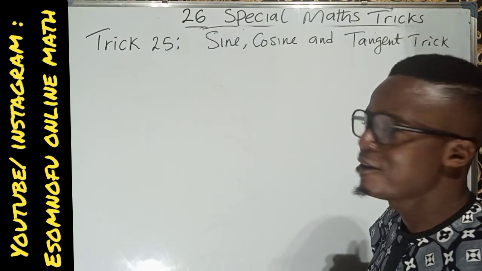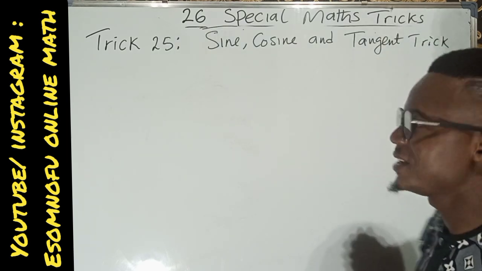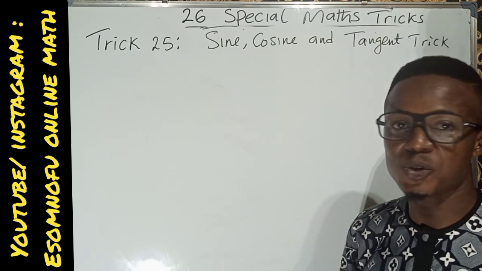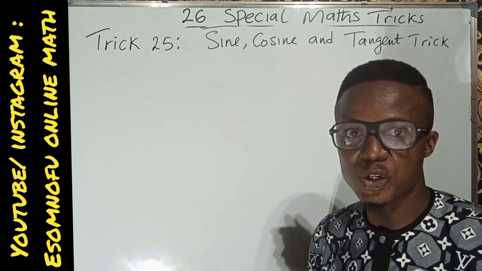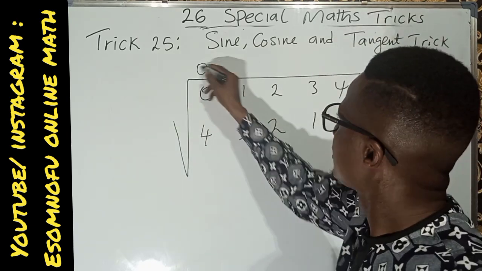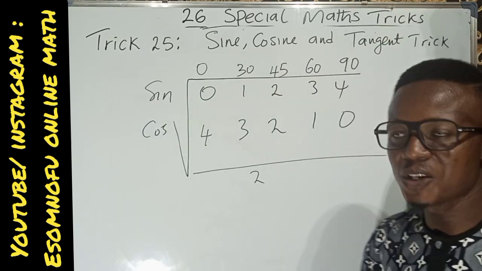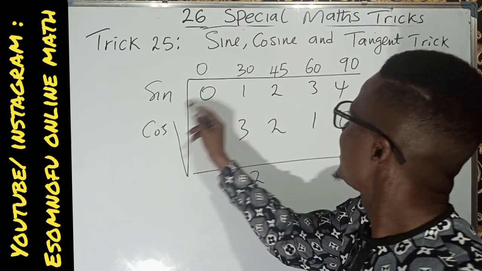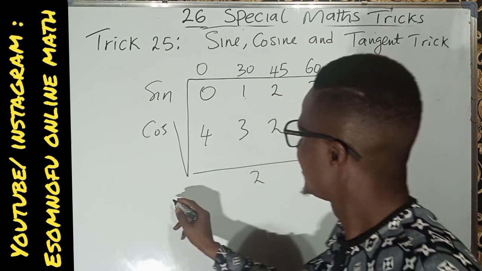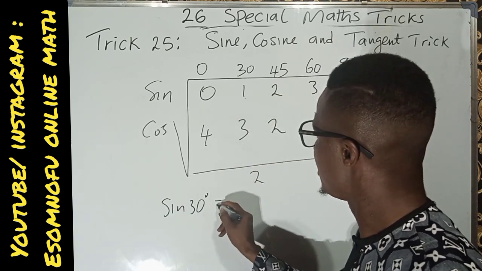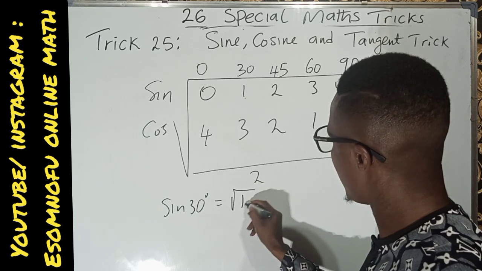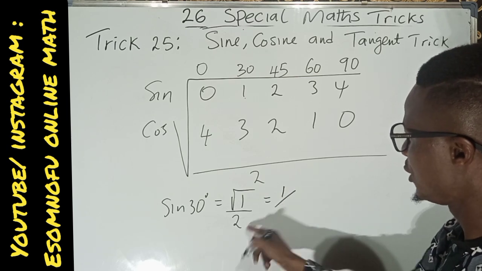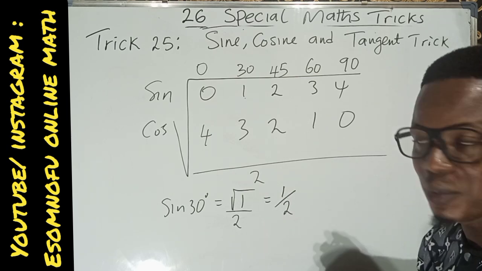In trick number 25, we want to see the sine, cosine, and tangent trick. To get the sine, cosine, and tangent of special angles with our calculator, look at the trick we are going to make use of. So this is just the trick. Take for instance, if I'm talking about sine 30. Sine 30 is here, which is 1. My sine 30 degrees will be square root of 1 over 2. This 2 is for all of them. And square root of 1 is 1, all over 2, which gives me a half, or 0.5.